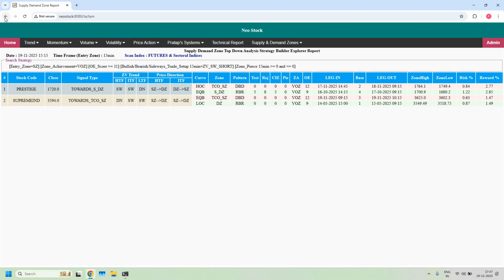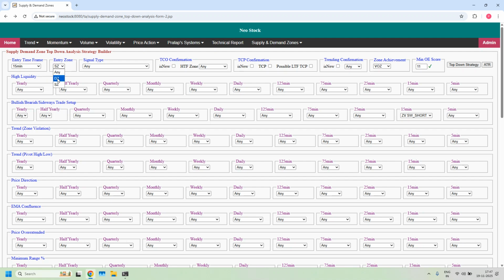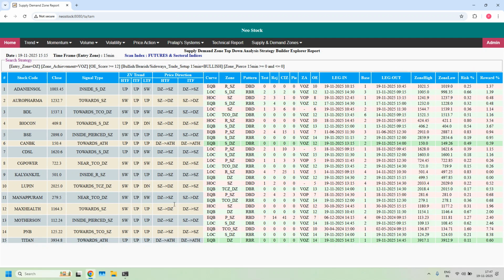Okay, next bullish trade setup for daily income trade. Changes are entry time frame zones are 15 minutes demand zone, bullish, minimum order enhanced score 12. We got 15 stocks and all the entry time frame zones are 15 minutes demand zones. So total we got 15 stocks. Out of these 15 minutes demand zones, there could be some high probability trade setup daily 15 minutes demand zones might be available. So we should identify those zones based on the 2 strategies that you learned in lesson 27.